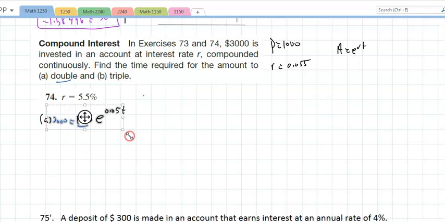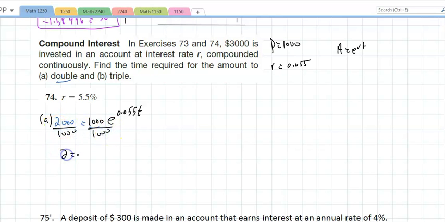Okay, no need to squish it. I have all the space in the world. Well, this is an exponential function. The way I solve exponential or log, I isolate the name by itself, so I divide by 1,000 before I begin. 2 equals e to the 0.055t. I'm going to take the natural log of both sides. Those undo each other.